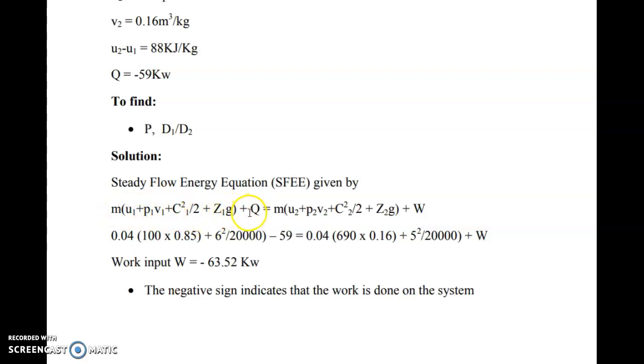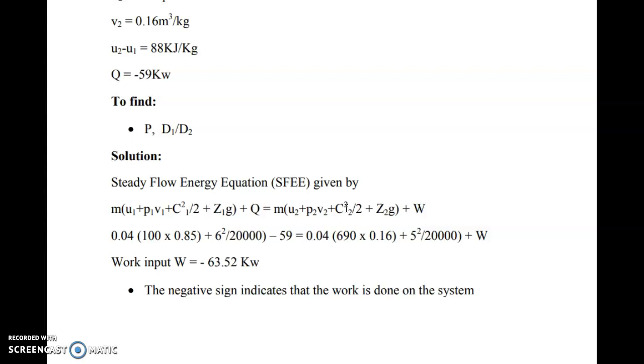Then plus heat. When the compressor is operated, some heat is also generated, right? So these are all the sum of energy entering into the system. The system is the compressor. Okay. Then the sum of energy leaving: again the same, there is the internal energy, flow energy, kinetic energy, datum energy, along with that, work output. Okay. So these are some of the parameters considered in the general steady flow energy equation.